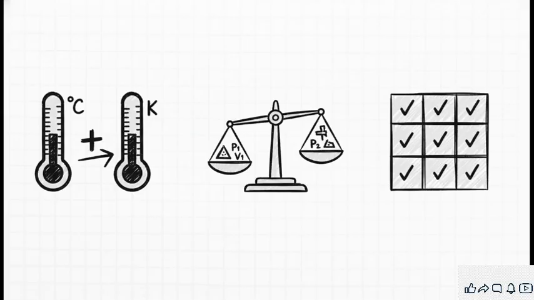So, let's just lock this in. To wrap up the how-to part, here are the golden rules. Rule 1, always, always, always use Kelvin. I can't say it enough. Rule 2, make sure your units match on both sides for pressure and for volume. And rule 3, start with that solution matrix. If you do these things, you will nail these problems every single time.